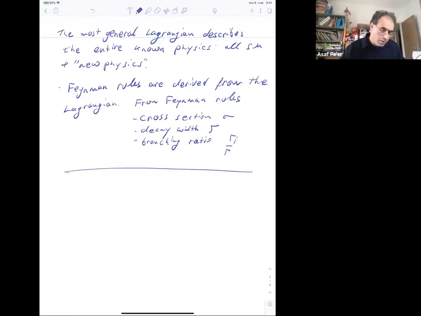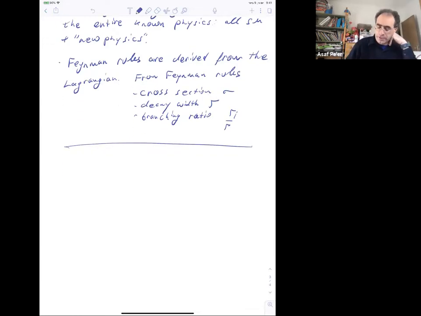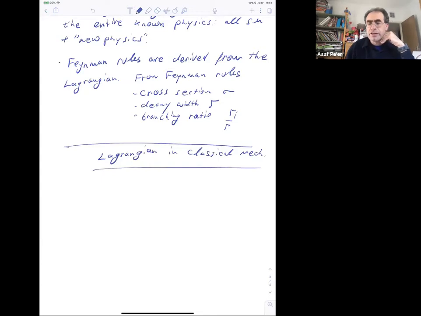No. Okay, so let's start with something which is simple. This is Lagrangians in classical mechanics, just as a reminder. This is something which you've seen already, right? Is there anybody who did not see Lagrangians? No, right? You have all seen the Lagrangians. So just as a quick reminder, right?